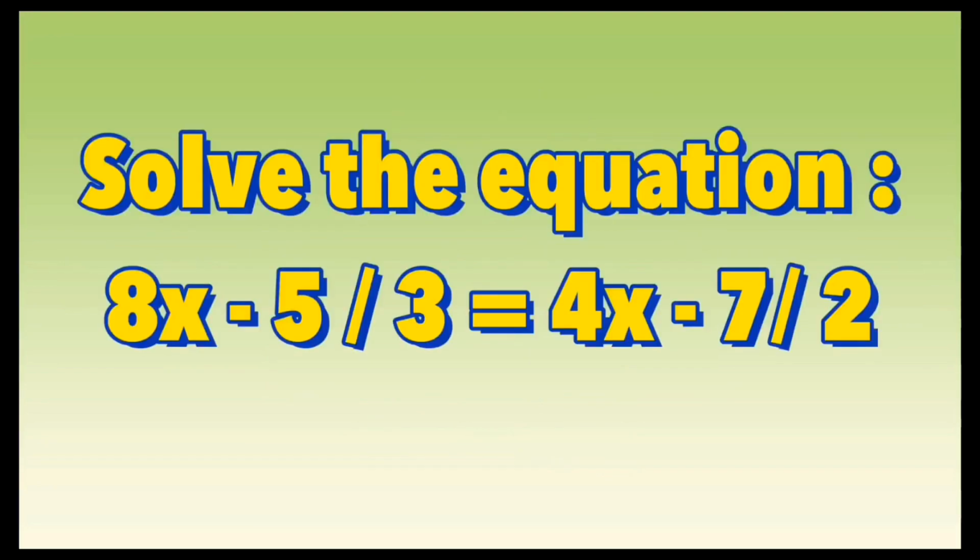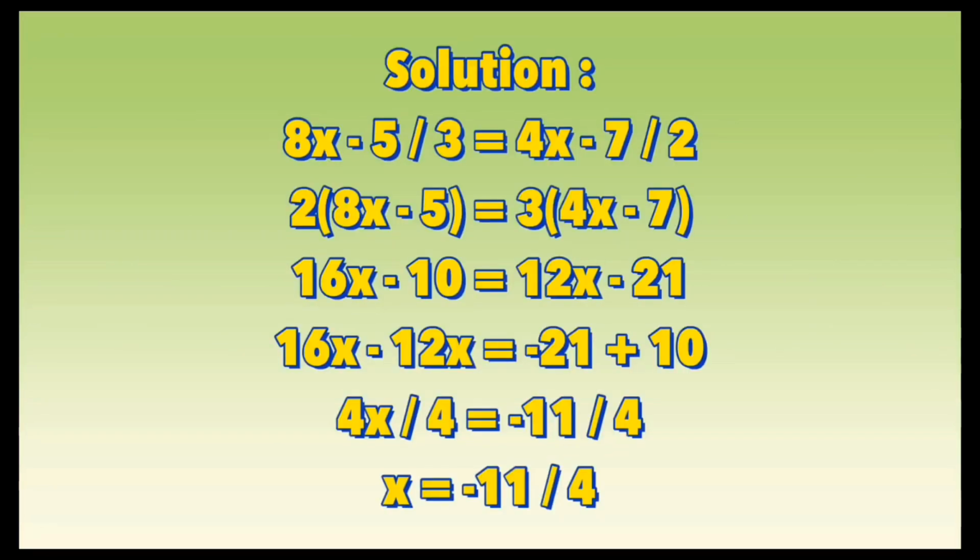Okay, next, number 3 problem. Solve the equation: 8x minus 5 divided by 3 equals 4x minus 7 over 2. Our solution: first we're going to copy the given, 8x minus 5 over 3 equals 4x minus 7 over 2. And the second step that we're going to do is cross multiplication: 2 times 8x minus 5, and 3 times 4x minus 7.